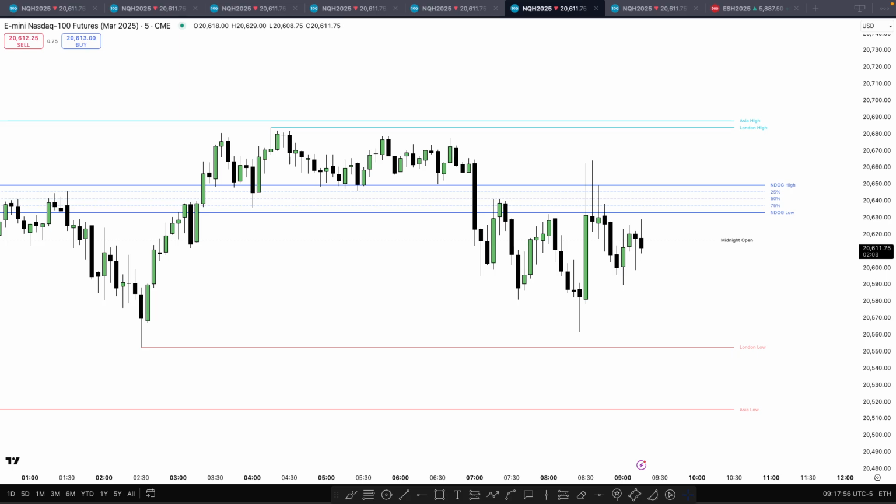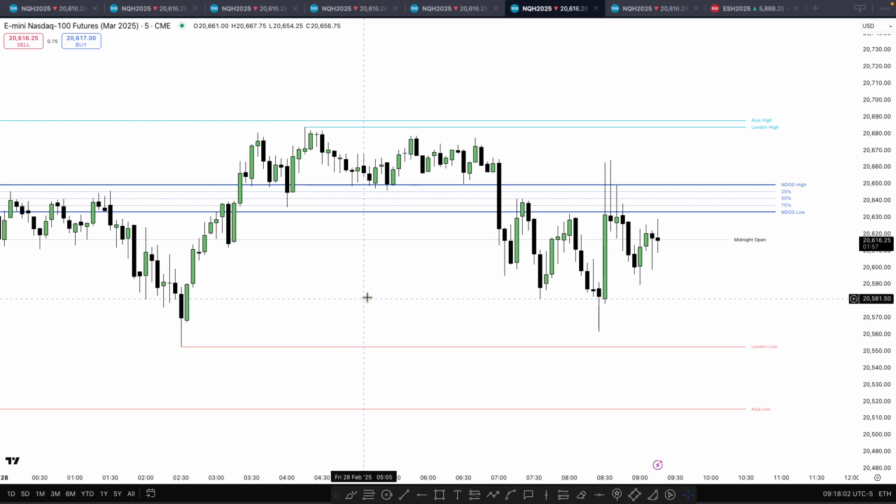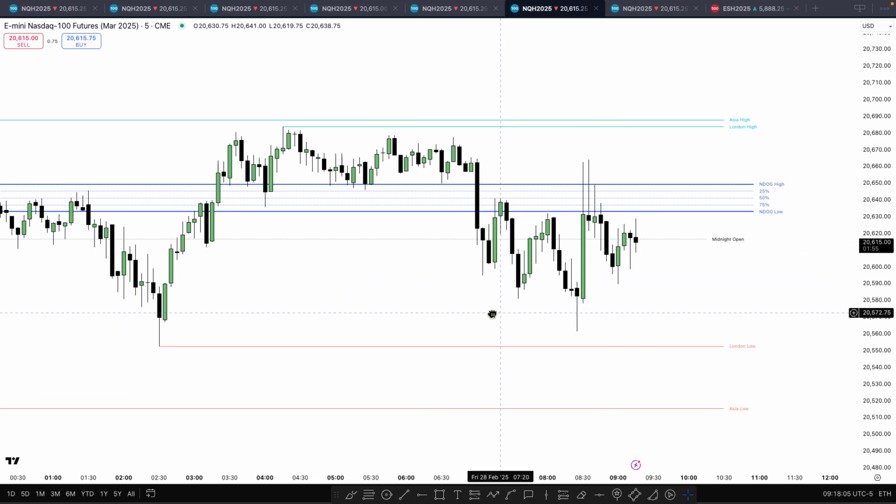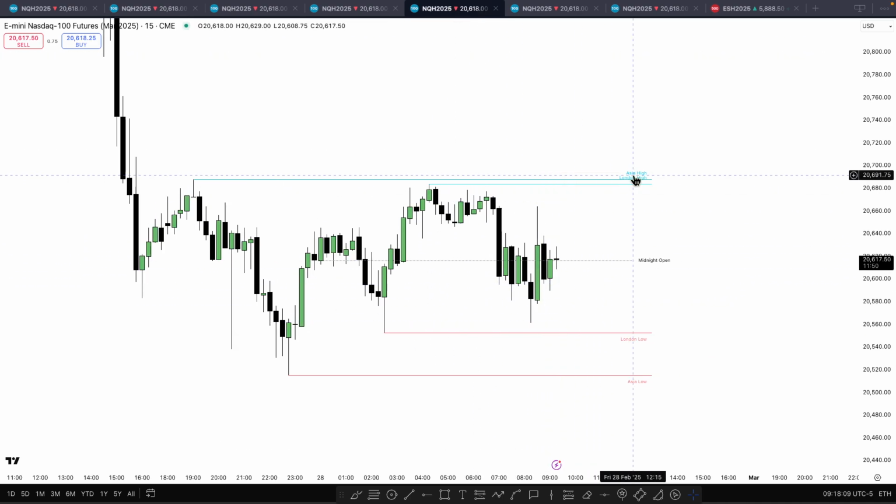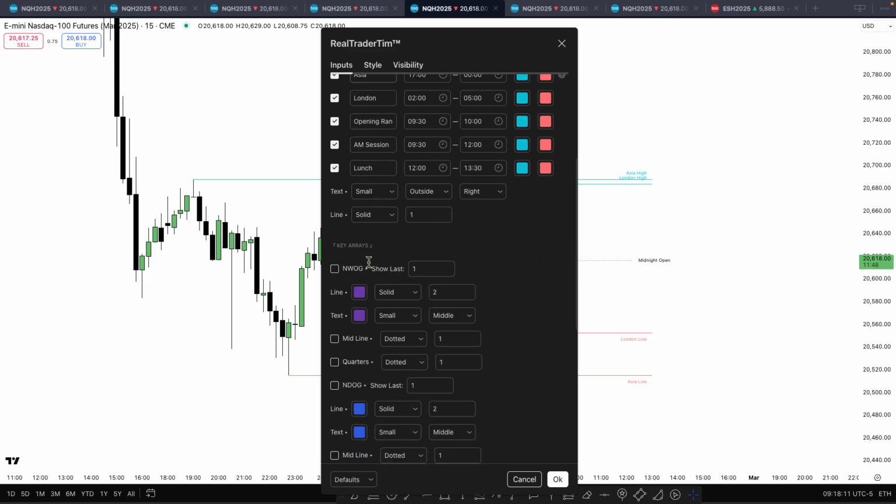All right, so we'll get into this. We're looking at NASDAQ. We just had 8:30 news pump us up. Okay, so if I zoom out, and actually I want to go to the 15-minute. What I want to do here is add the new day opening gap.